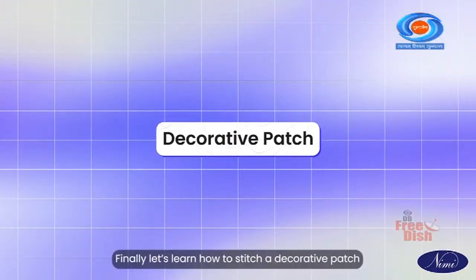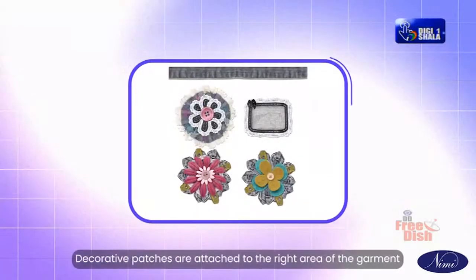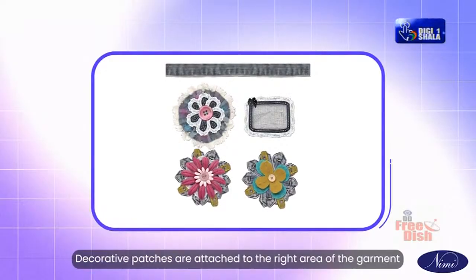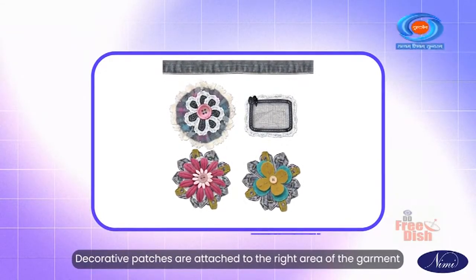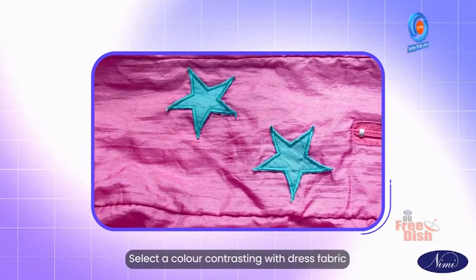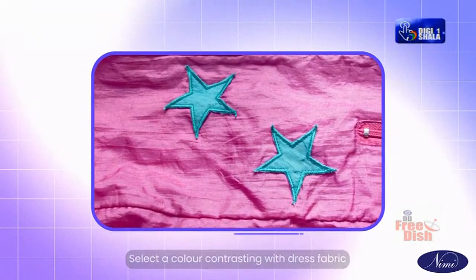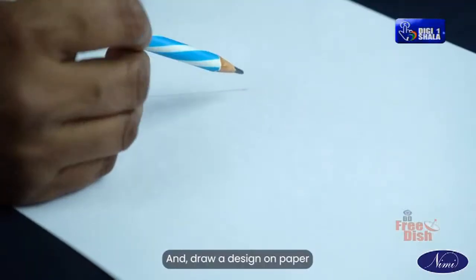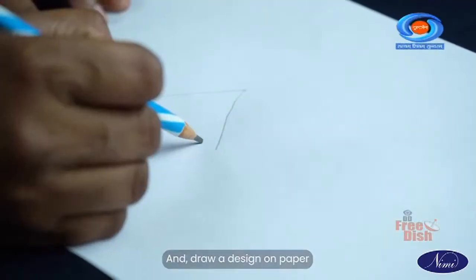Finally, let's learn how to stitch a decorative patch. Decorative patches are attached to the right area of the garment. Select a color contrasting with dress fabric and draw a design on paper.